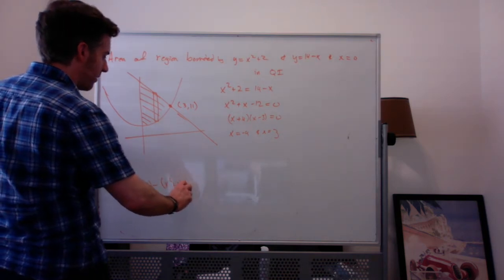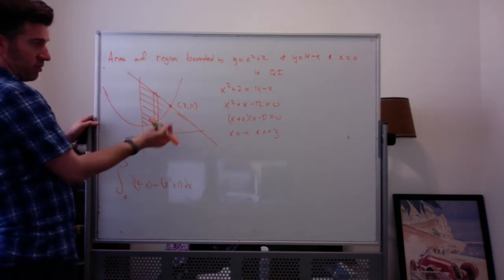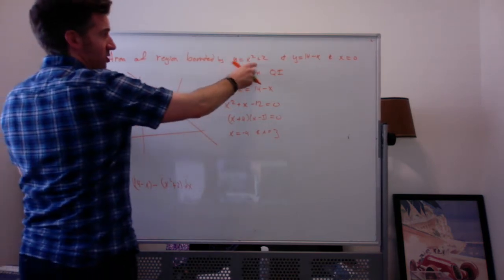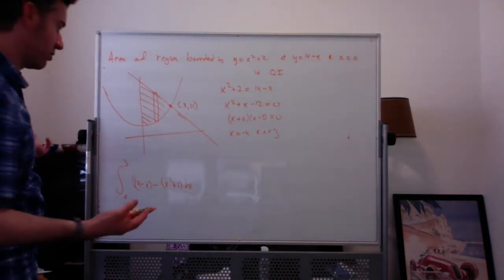Now if I hadn't actually graphed it, I would have known which was the top by plugging in a point between 0 and 3, like 1. If I plug in 1, 1 squared plus 2 is 3, 14 minus 1 is 13, and 13 is clearly larger, so that's the larger function.